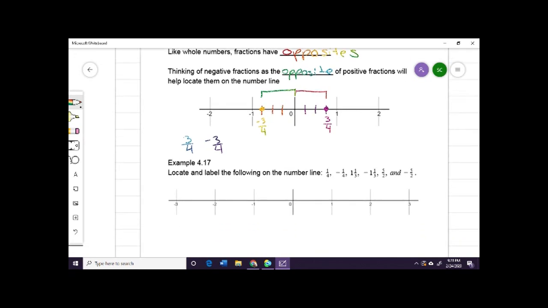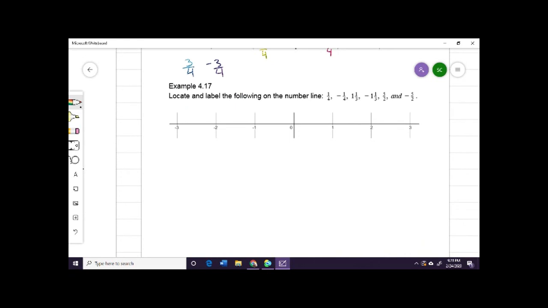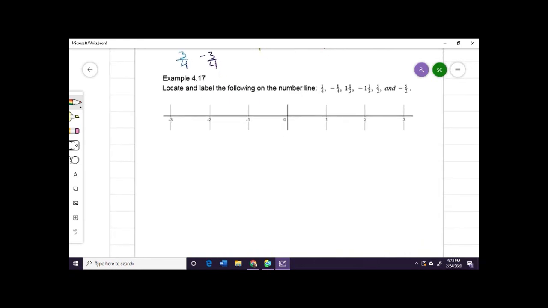So example 4.17. Locate and label the following on the number line. Go ahead and pause the video, do it on your paper, and then play the video to see if yours matches mine.